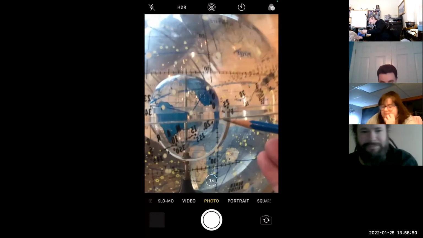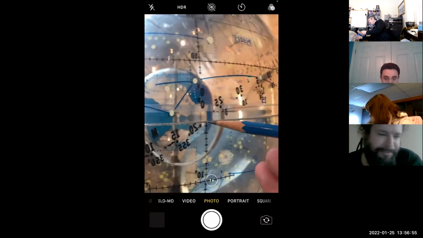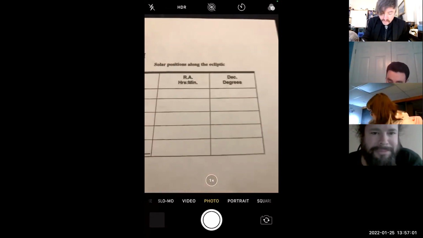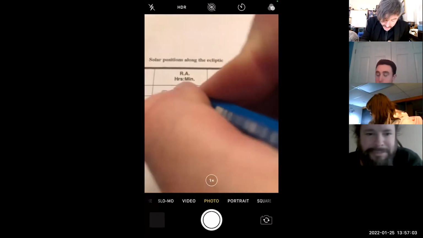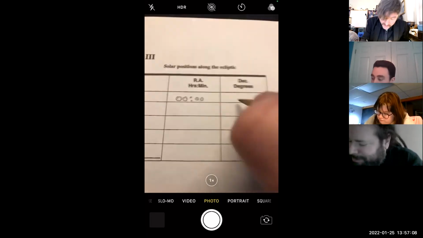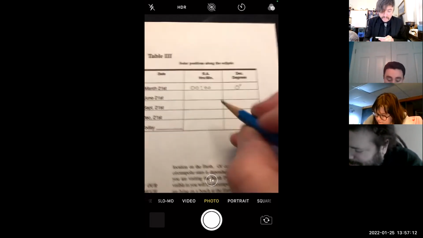Here's the spring equinox, right? It's 0 hours and 0 degrees. So we write the right ascension like this, 0 hours, 0 minutes, like a military clock, and 0 degrees. Okay, keep going, guys. Fill in the blanks so we can do this quickly.